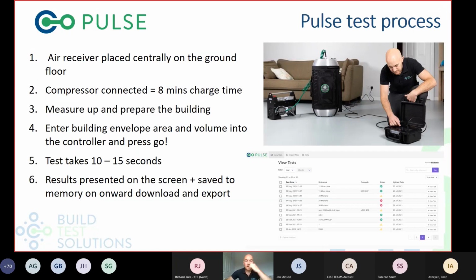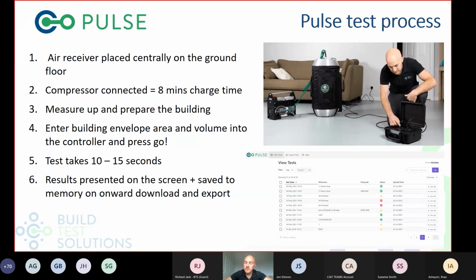So just to elaborate a little bit more on the test process. The air receiver is placed centrally on the ground floor. The compressor is connected up to the air receiver first and foremost, and the charge time is about 8 minutes. So during that time, you're not faffing around trying to mount the fan in the door.